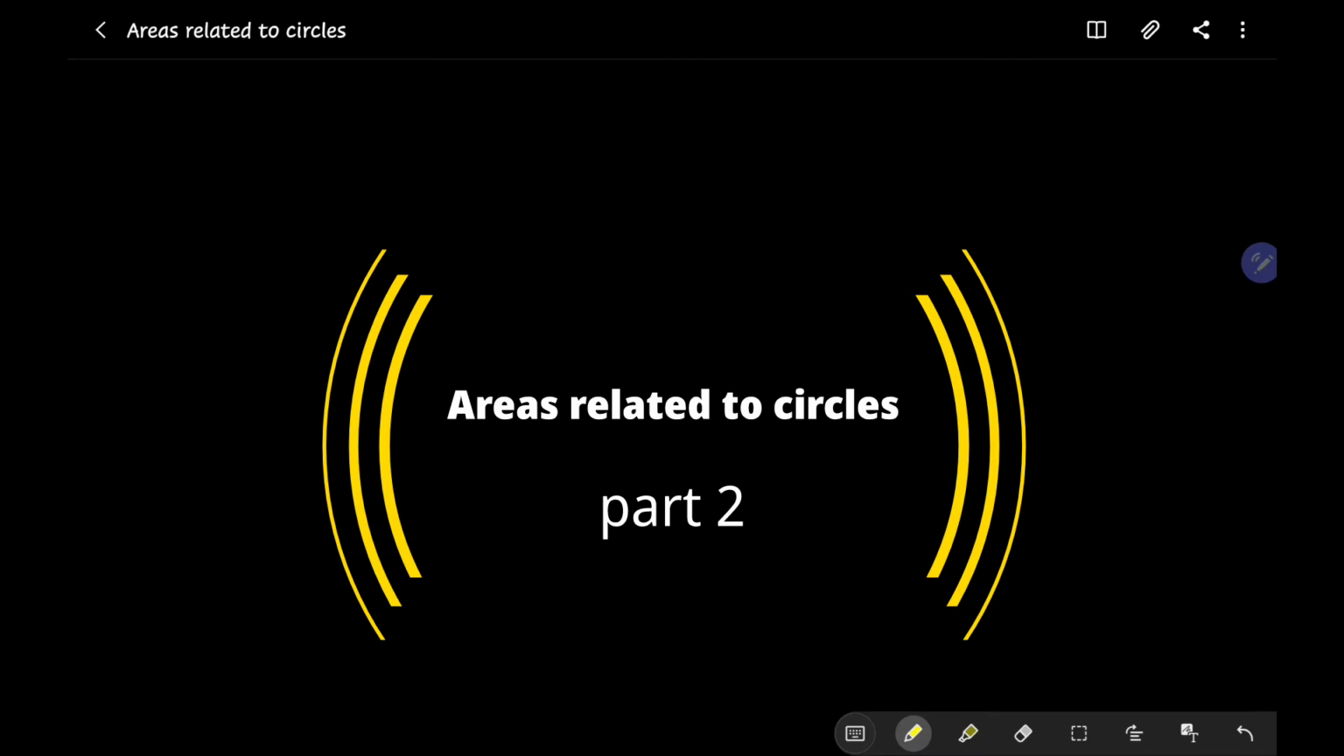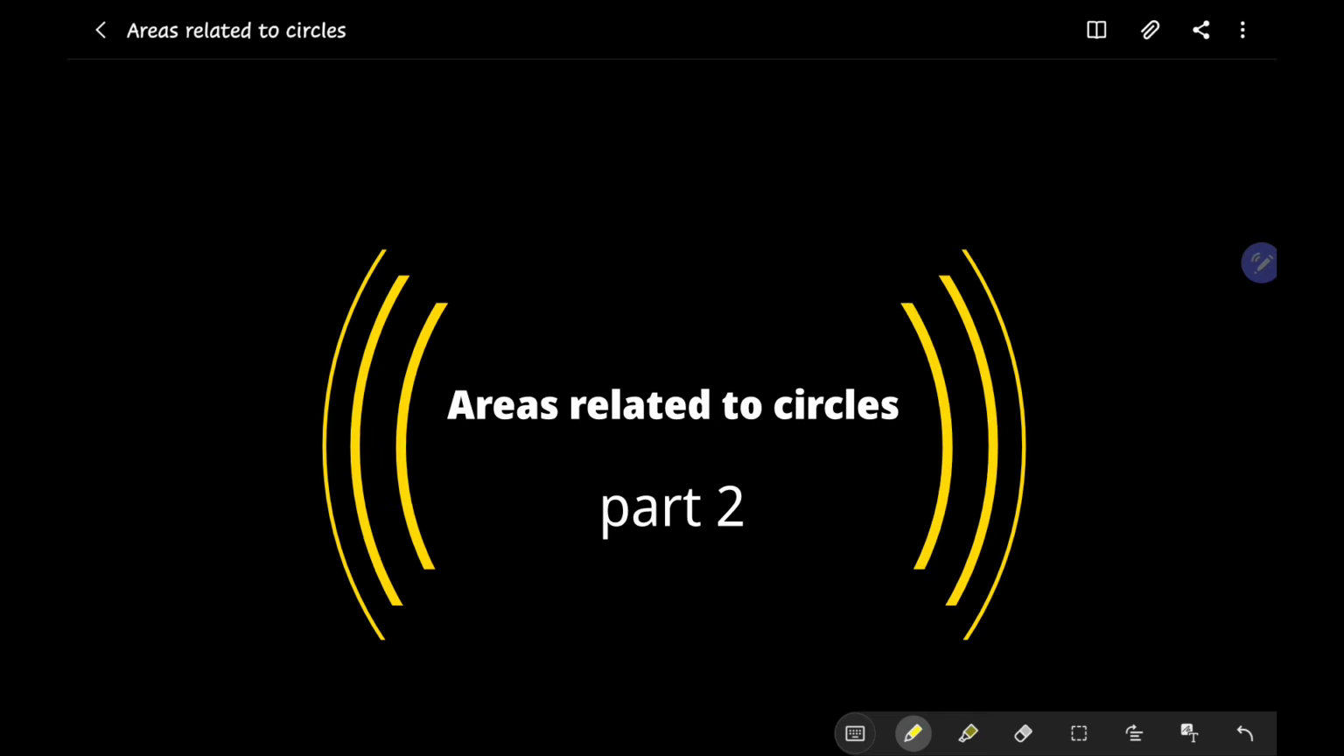Welcome to the second part of areas related to circles. In this video, we're going to discuss the concept and problems on combination of circles and the relation between the distance traveled by a wheel and the number of revolutions it makes.